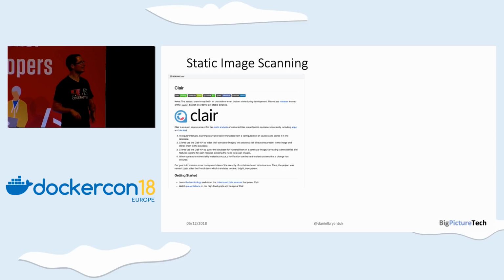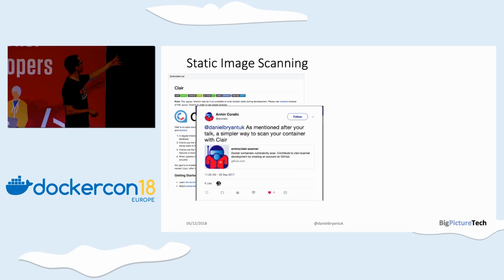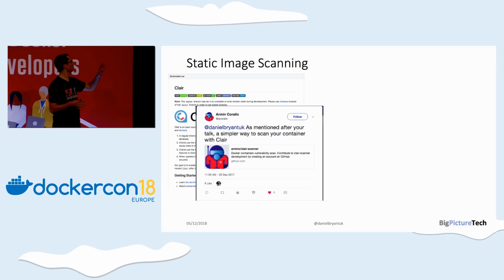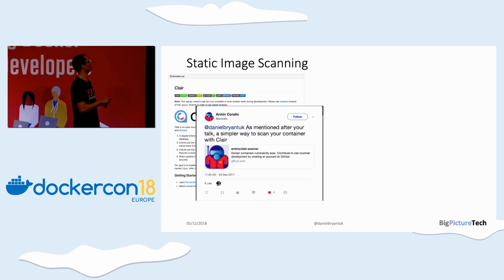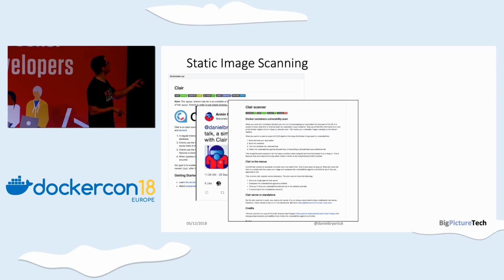It used to be a real pain to get running, but Armin, I did this talk a while ago, and Armin reached out to me and said, hey, Daniel, I've created a Dockerfile, a Docker image that packages up all this Go binary and all this weird stuff. And now you just spin up a Docker image and point it at another Docker image, and you're good to go. You can scan that Docker image. Yeah. So hat tip to Armin, fantastic job.